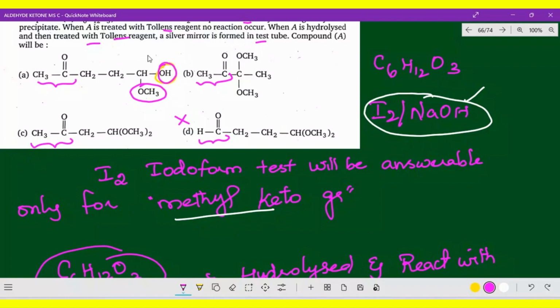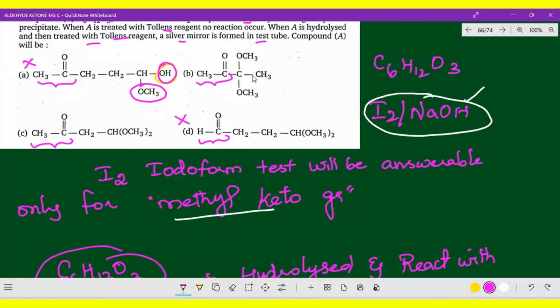Why? Because when it is hydrolyzed with water and reacts with the silver mirror test, just now I mentioned the trick: hemiacetal does not convert to aldehyde, right? So that means this cannot be possible. Option A is not possible. Why? Because it forms hemiacetal only when it is hydrolyzed with water. When you are getting that hemiacetal, it is not possible to convert to aldehyde, right?